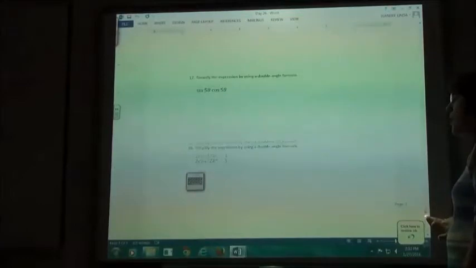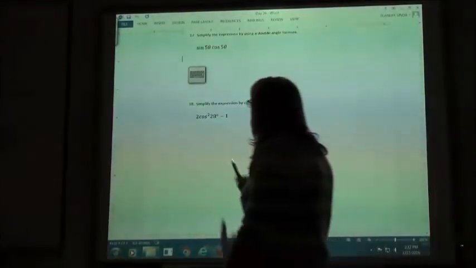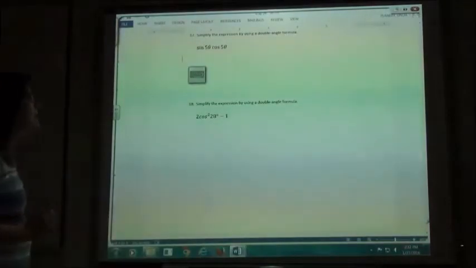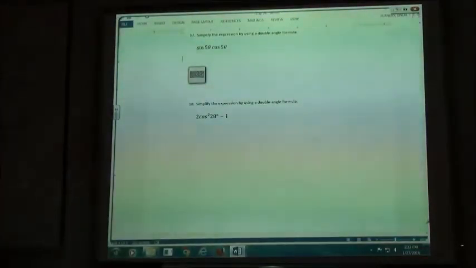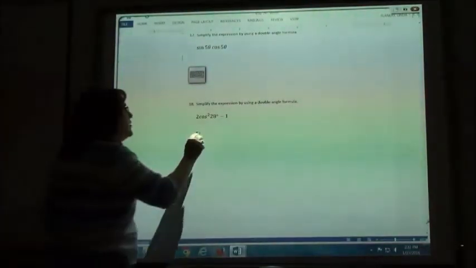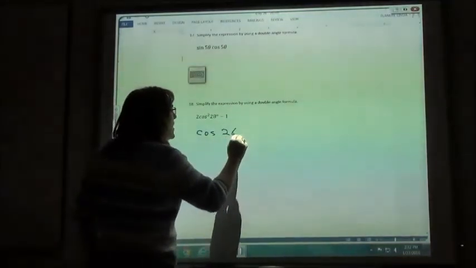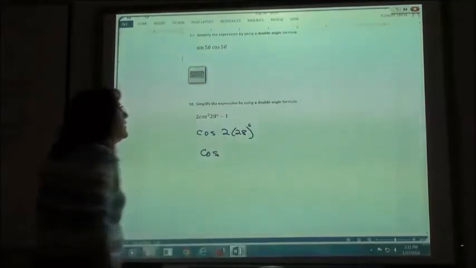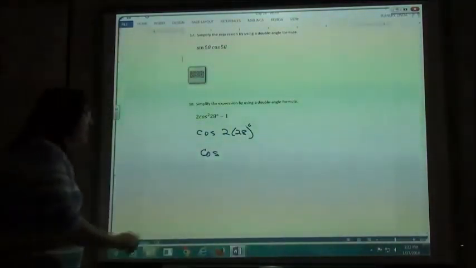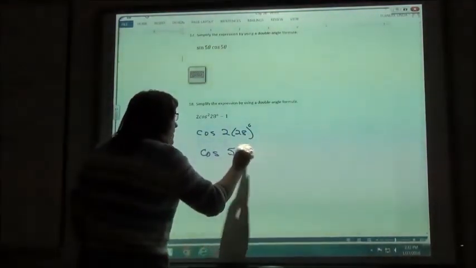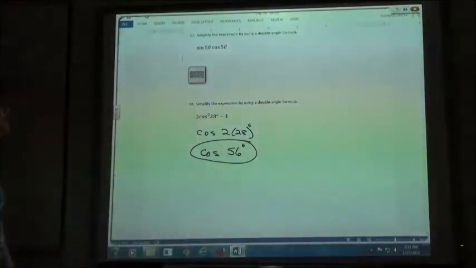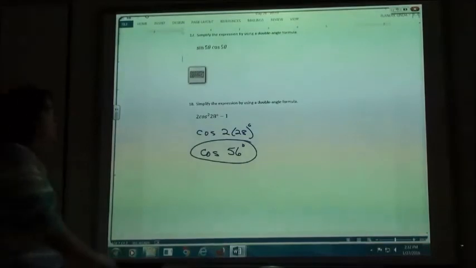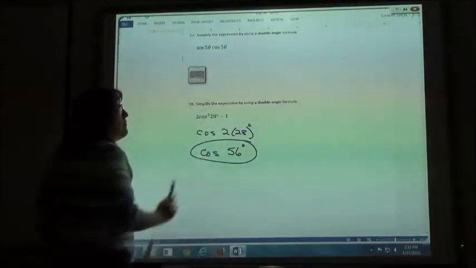And the last one is again a cosine double angle. I have 2 cosine squared minus 1, which is going to be the cosine of 2x. So if I have the cosine of 2 times 28, and I just multiply that out, 2 times 28 is 56. So I get the cosine of 56 degrees, and that's all I'm going to do to simplify that. So that one's pretty easy to do since it follows my formula exactly.